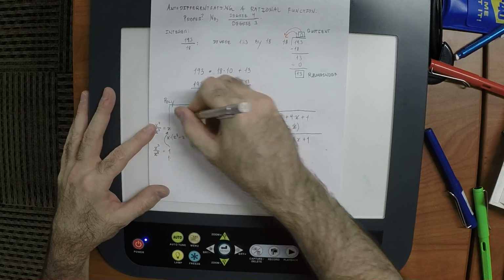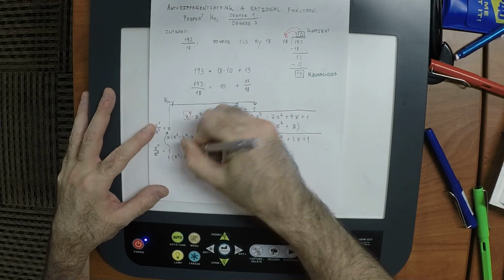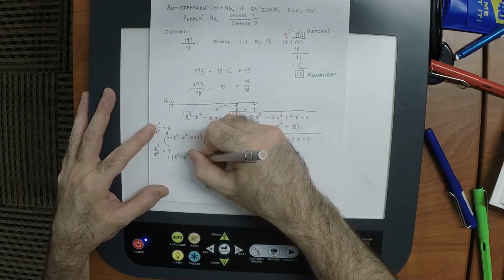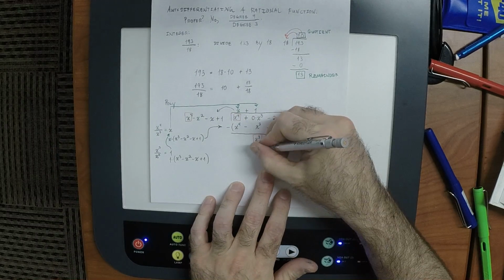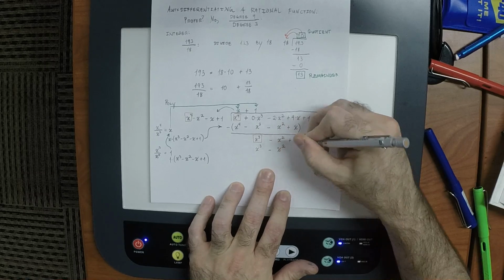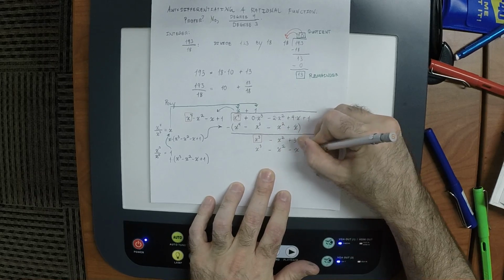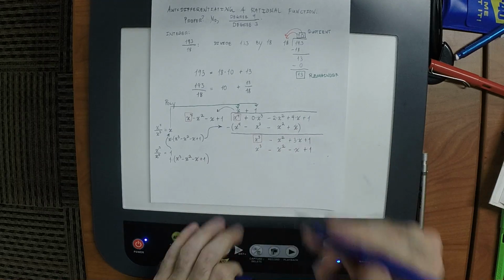So you write 1 multiplied by all that, x cubed minus x squared minus x plus 1. You multiply that out. You write all that under here, so that'd be x cubed minus x squared minus x plus 1.